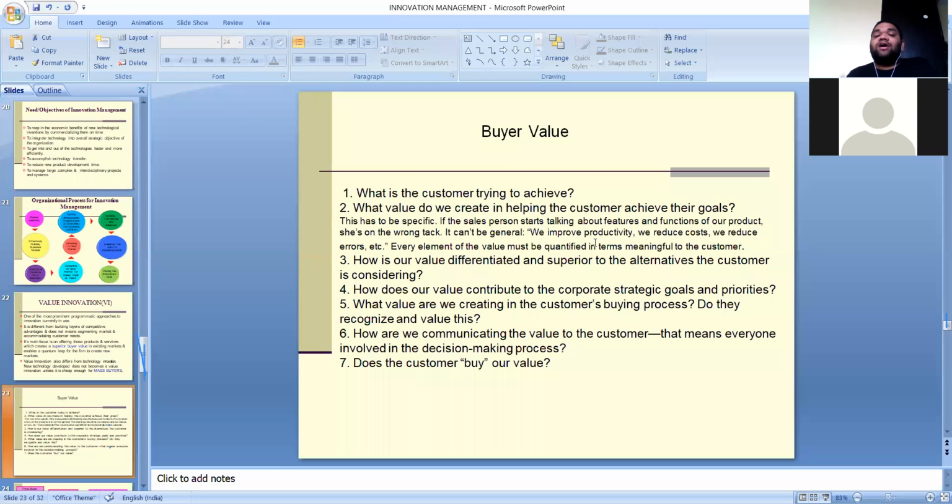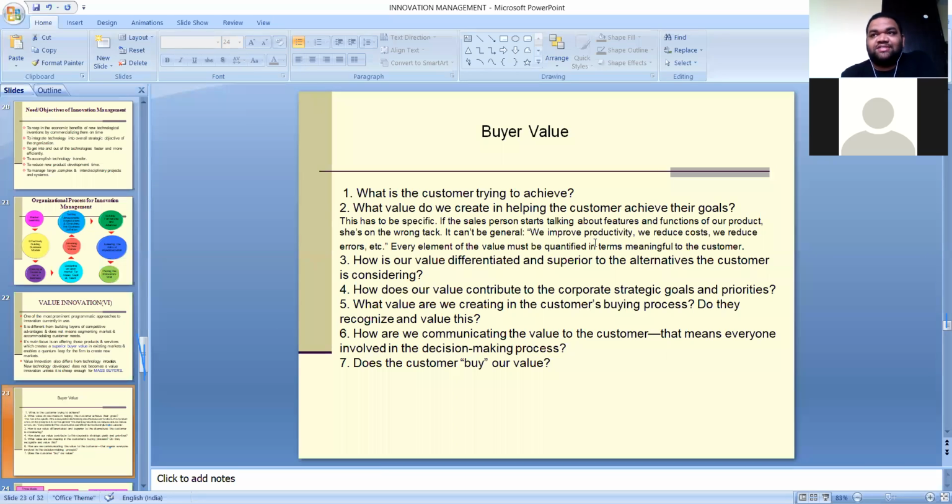Next, what value are we creating in the customer's buying process? That is the consumer buying process. What do you mean by consumer buying? The exchange of a product for whatever monetary terms we call the customer's buying process. In that customer's buying process, what value are we creating? How far are we creating value?